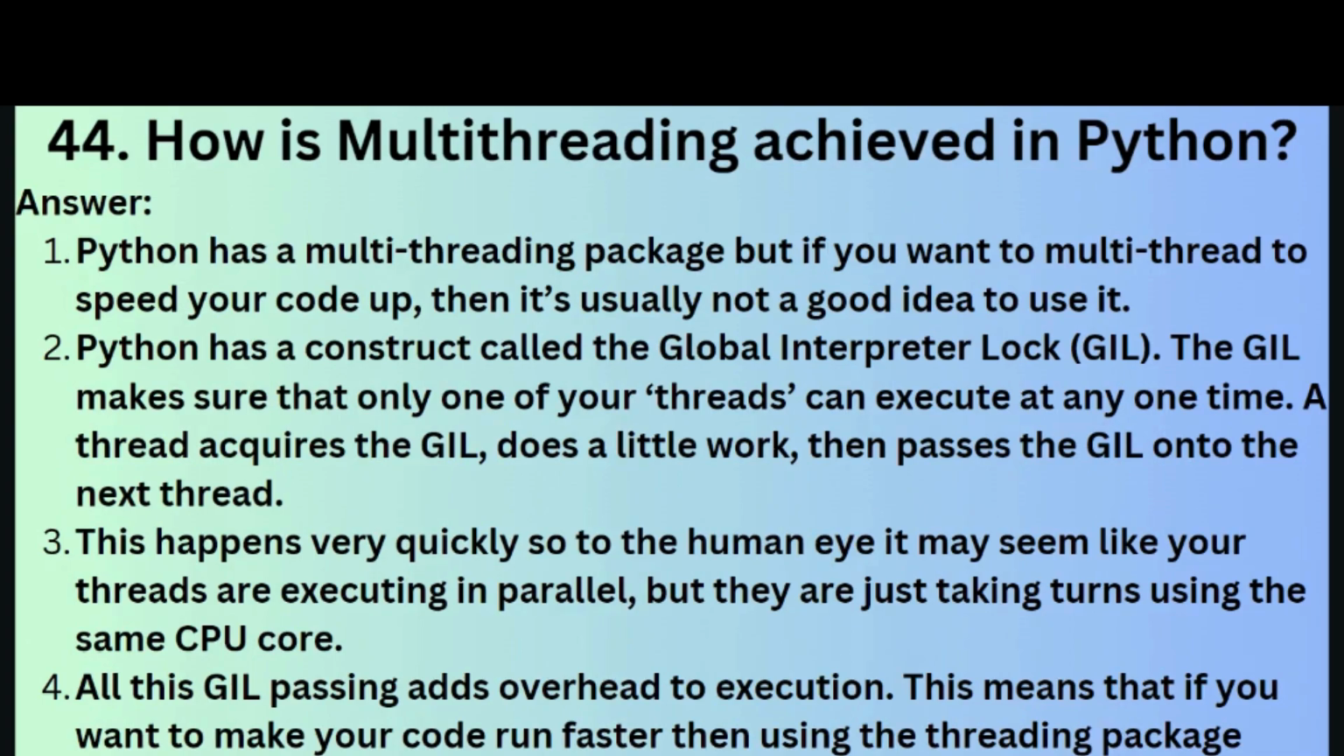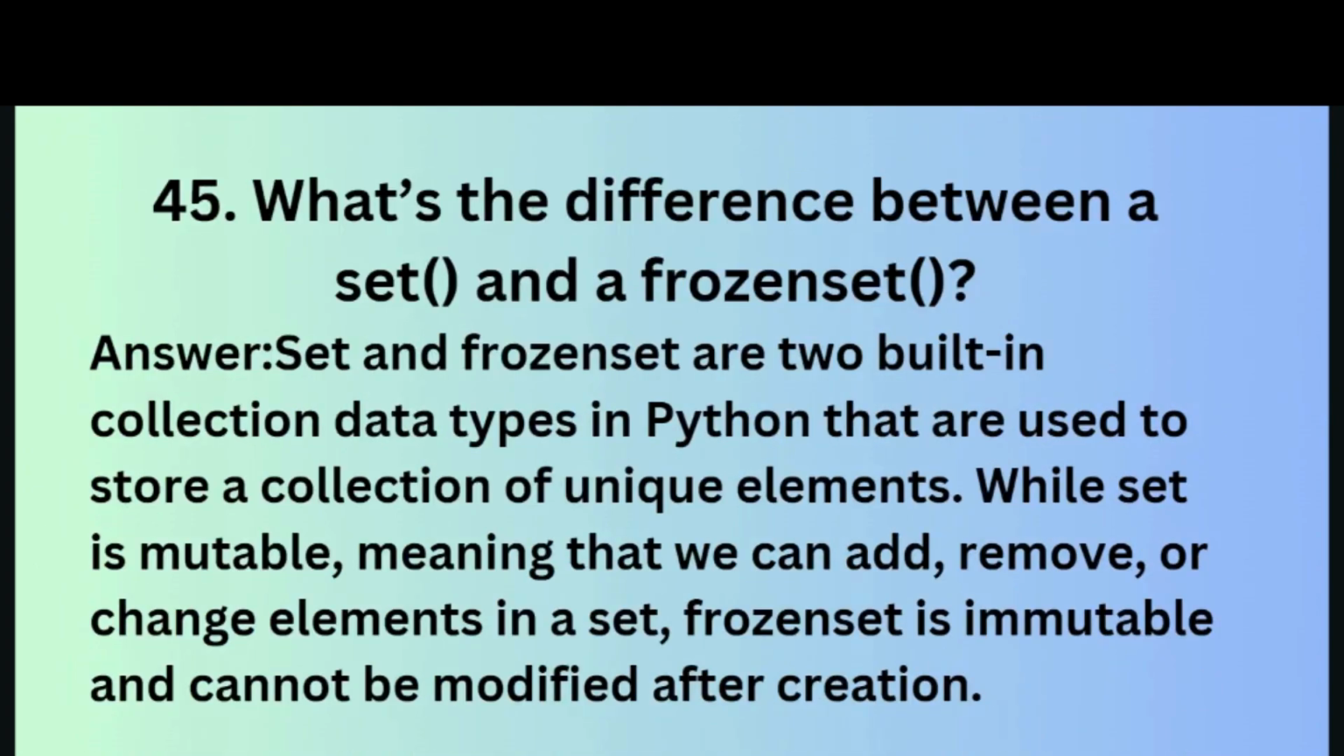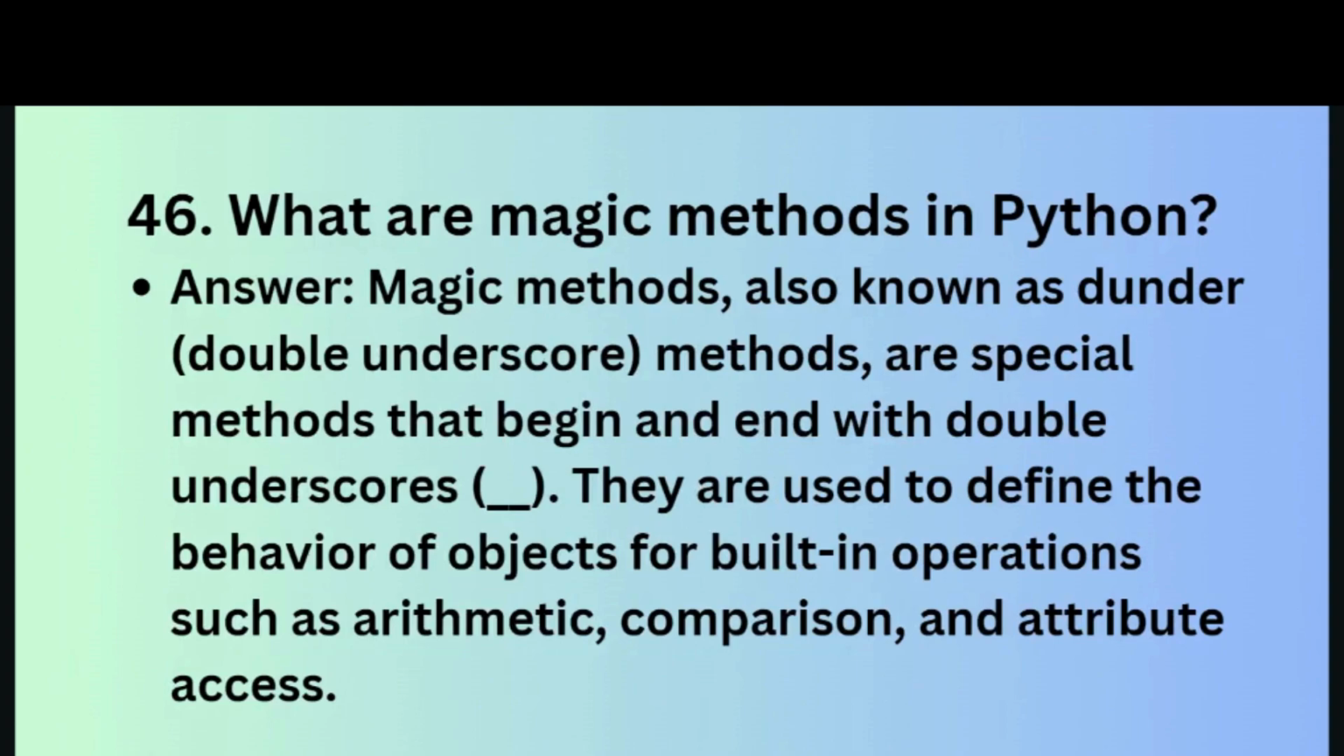This means that if you want to make your code run faster than using the threading package, often it's not a good idea. What is the difference between set and frozenset? Set and frozenset are two built-in collection data types in Python that are used to store a collection of unique elements. Set is mutable, meaning that we can add, remove, or change elements. In contrast, frozenset is immutable and cannot be modified after creation.